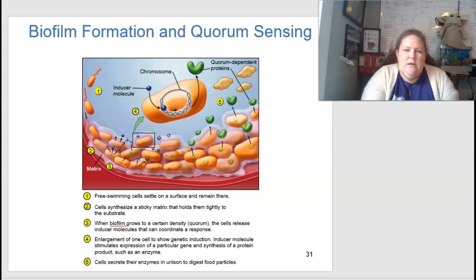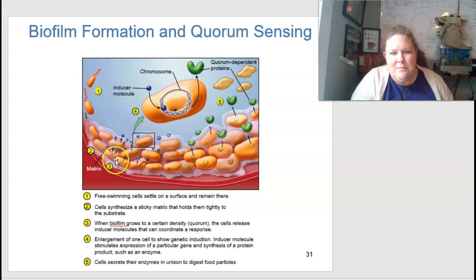So, in step one here, you can see that free swimming cells are going to settle on a surface and remain there. And then in step two, the cells are going to make or synthesize a sticky matrix that holds them tightly to the substrate. In step three, the biofilm grows to a certain density, which would be that quorum, then the cells release the inducer molecules that can coordinate a response. And then in four, the enlargement of one cell shows the genetic induction occurs.